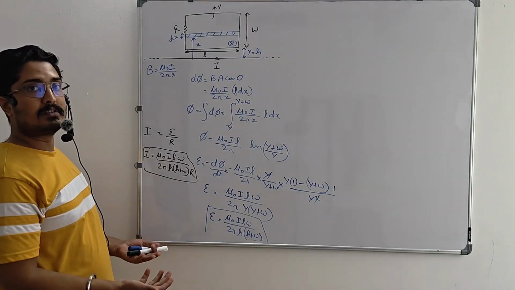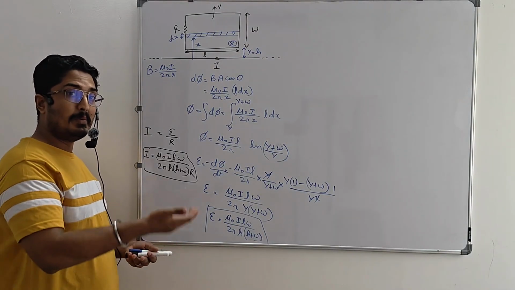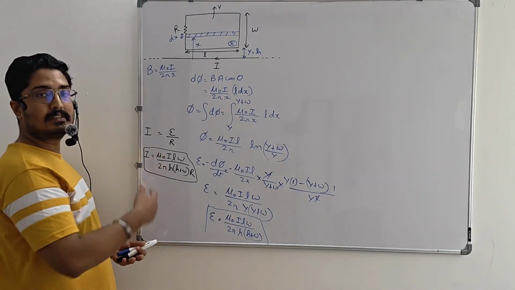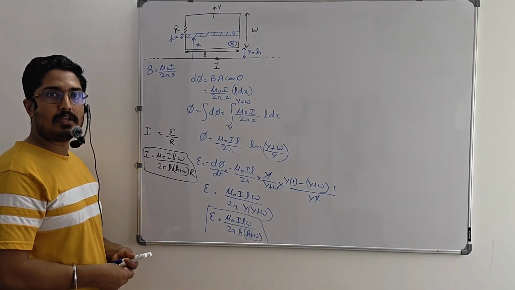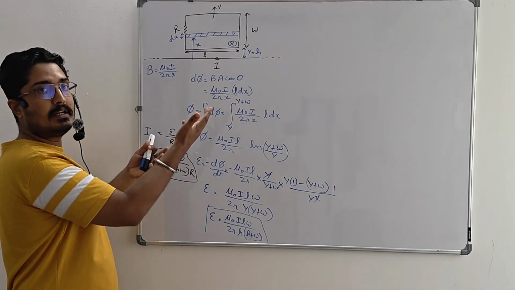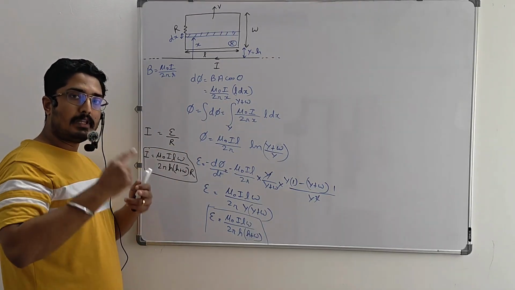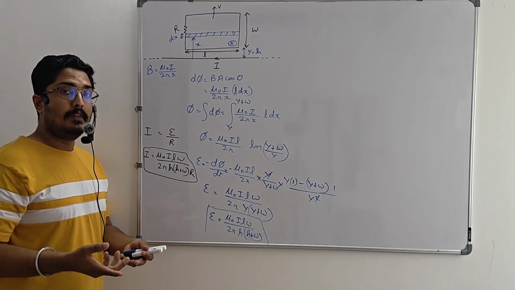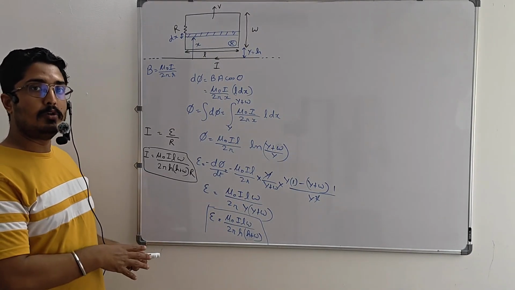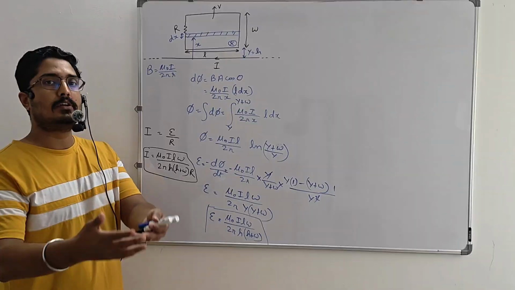So what will happen to the flux? The flux will decrease. In the previous video we had discussed that when a coil moves away from the wire, the flux will be decreasing. So if the flux is decreasing, that is the cause for the EMF and the current to come. So as per Lenz, the EMF or the current induced should always try to oppose the cause.